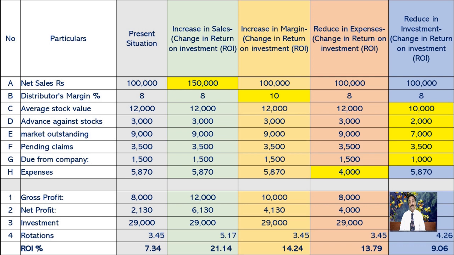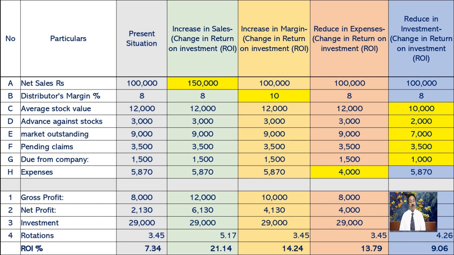The first one is case study, the second one is if you increase turnover by 50%, how the ROI changes. The third one is if you change the distributor margin, how ROI changes. Third is if you reduce the expenses, how ROI changes. Fourth one is if you reduce the investment, how ROI changes.